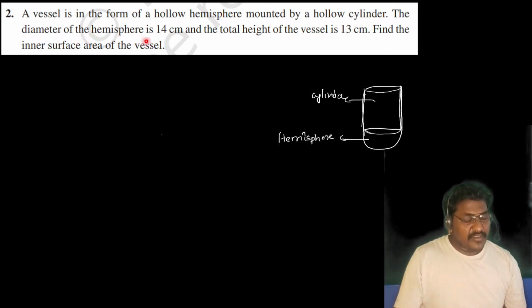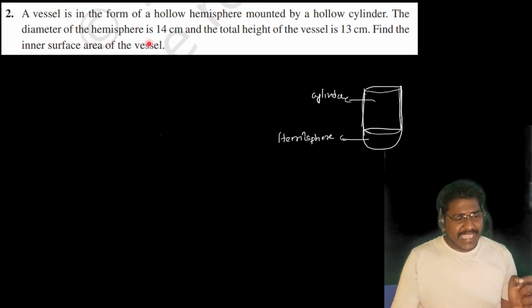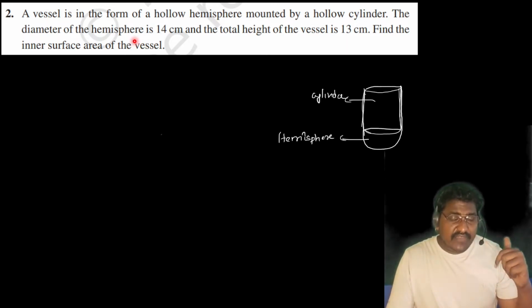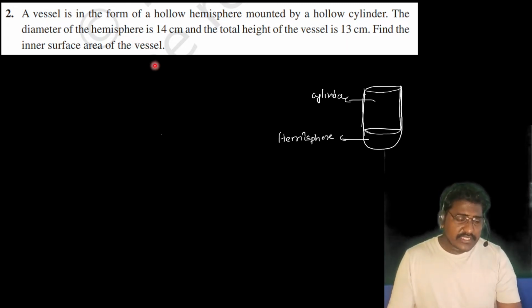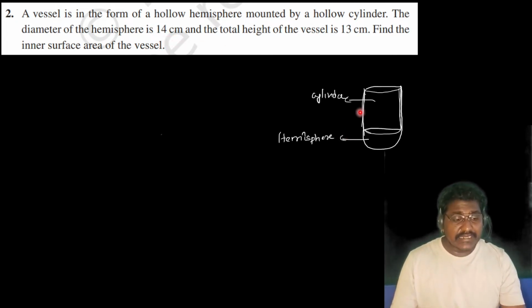Now read the question again. The diameter of the hemisphere is 14 centimeter. See very clearly, the diameter of the hemisphere is 14 centimeter, but it doesn't mean that the cylinder has one more diameter. Because the cylinder is mounted on the hemisphere, they can be mounted perfectly only if they have the same diameter. So if the diameter of the hemisphere is 14 centimeter, then definitely the diameter of the cylinder will also be 14 centimeter.